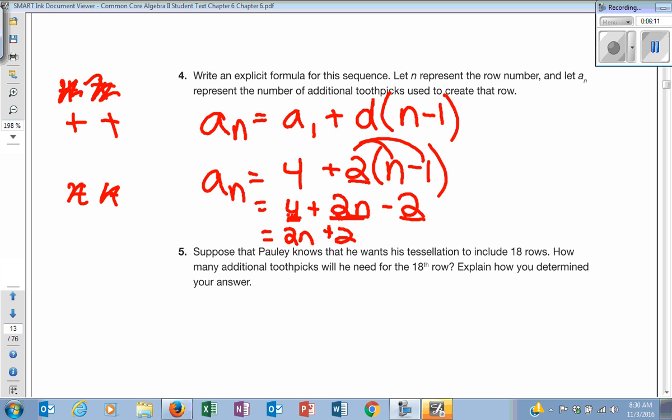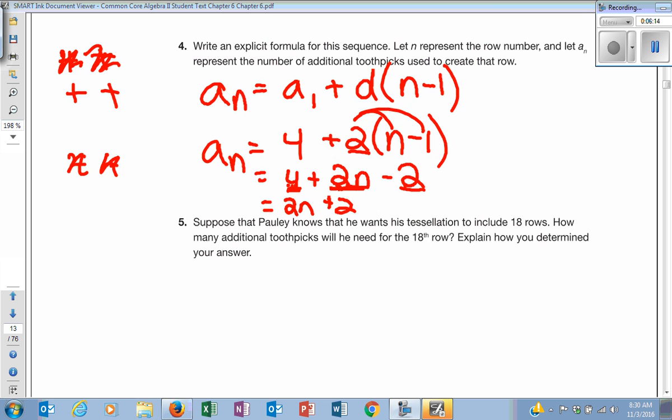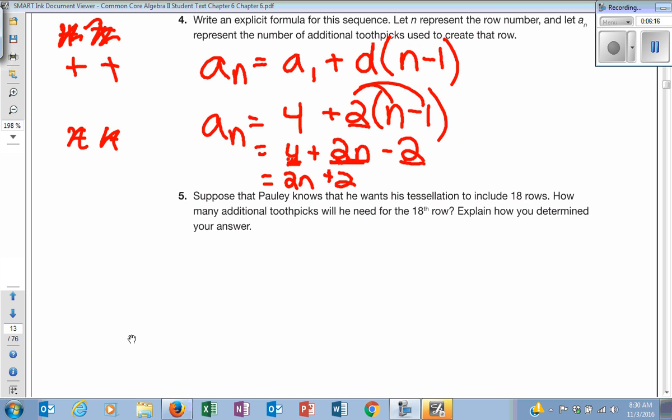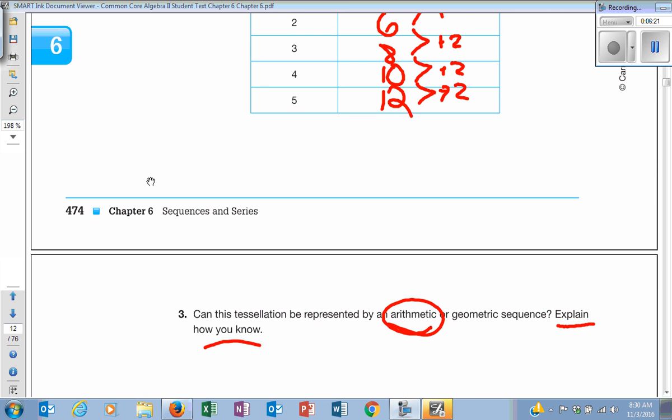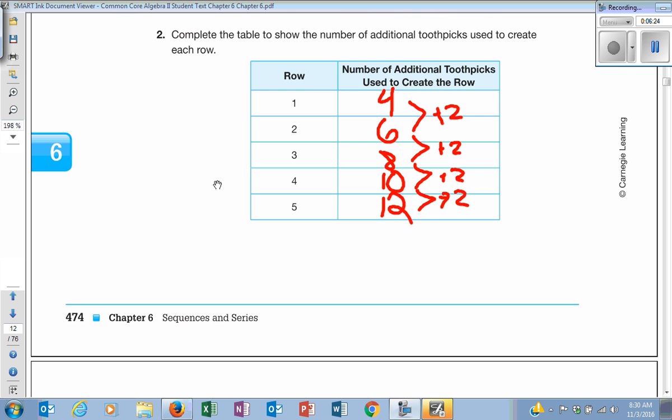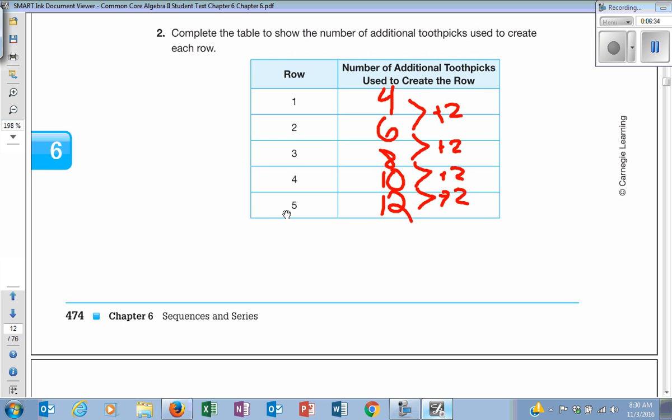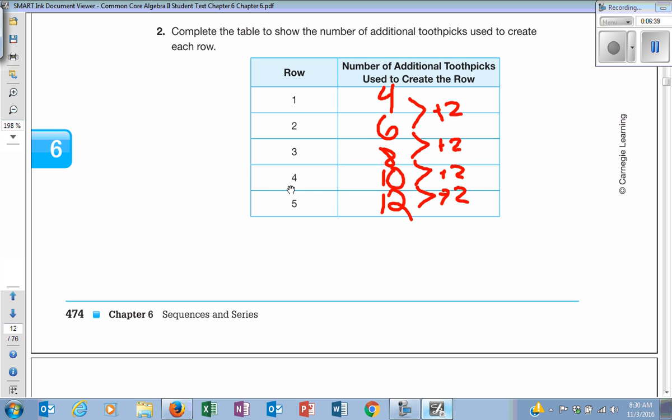Alright, so if I wanted to figure out how many additional, now listen, please understand this, because this is where you can kind of get tricky with this question. Number of additional toothpicks. Is this saying how many toothpicks are in the creation total when I'm at row 5? No. It's how many additional toothpicks I need to add a 5th row. So if I wanted to add a 6th row, I would need 14 more toothpicks in order to be able to create that 6th row.